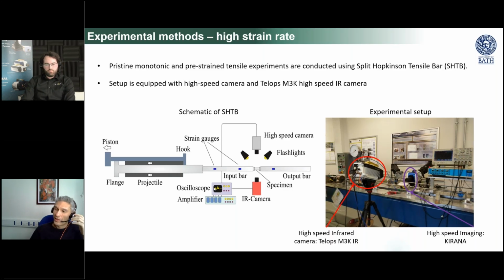To visualize also what happens during the deformation at very high speed in the samples, we have also used an ultra high speed camera. In this case, it was a specialized imaging Kirana to monitor the contraction of the neck during tensile loading at high strain rate, and the infrared high-speed Telops M3K camera, in conjunction and synchronized with each other.